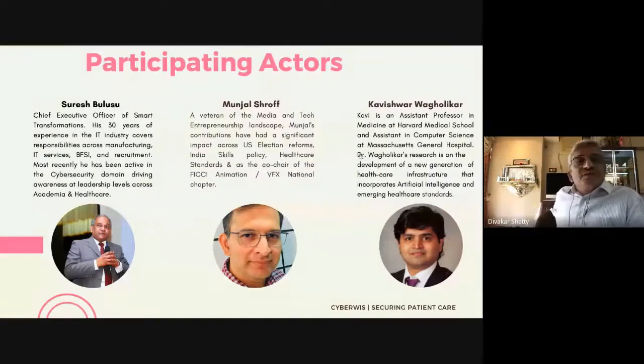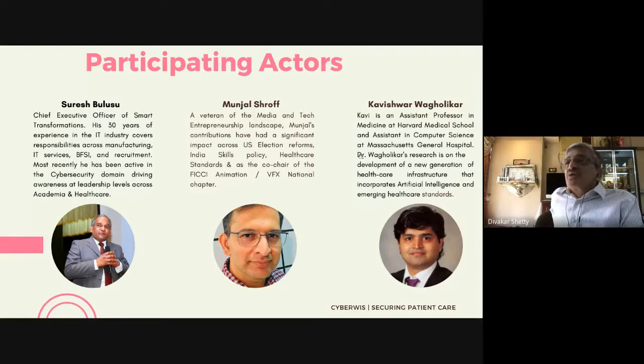Munjal Shroff, another industry veteran, amazing guy. I'm pretty impressed with this person. A veteran of the media and tech entrepreneurship landscape, Munjal's contributions have had an immense impact across US election reforms, India skills policy, and healthcare standards, and he is the co-chair of the FICCI Animation VFX National Chapter. So that's Munjal in short for you. I can go on and on about Munjal, just like Suresh.